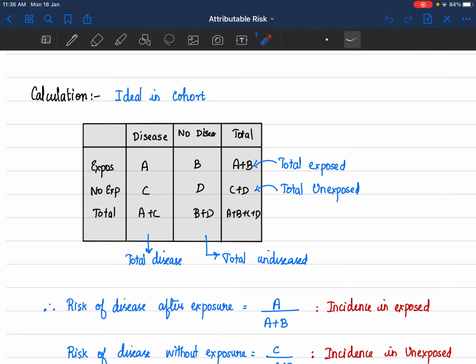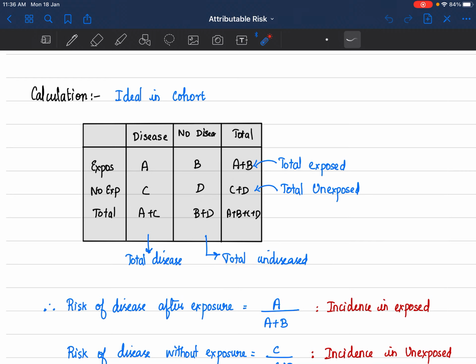So, if you want to add everything together, A plus B is the population who have had the exposure. It does not matter whether they have the disease or not, just exposure. And C plus D are the population who do not have the exposure, irrespective of the presence or absence of the disease. A plus C is the population who have the disease, no matter the exposure. Okay. And here B and D are the undiseased population.